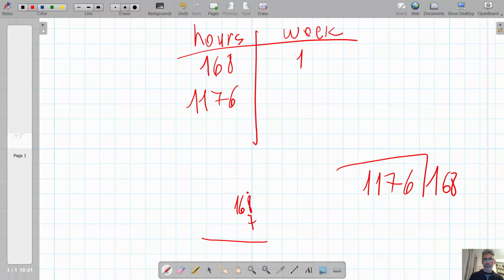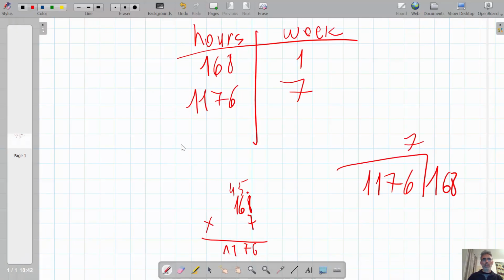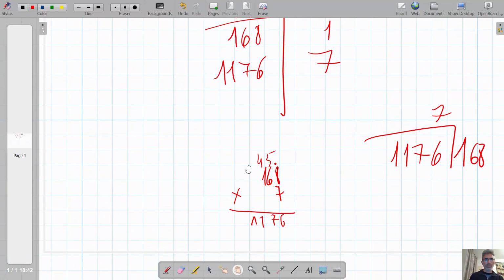8 times 7 is 56. 7 times 6 is 42 plus 5 is 47. 7 times 1 is 7 plus 4 is 11. Yeah, exactly. 7 weeks. Okay, so 7 weeks. And now we have to multiply 3. Oops, sorry.